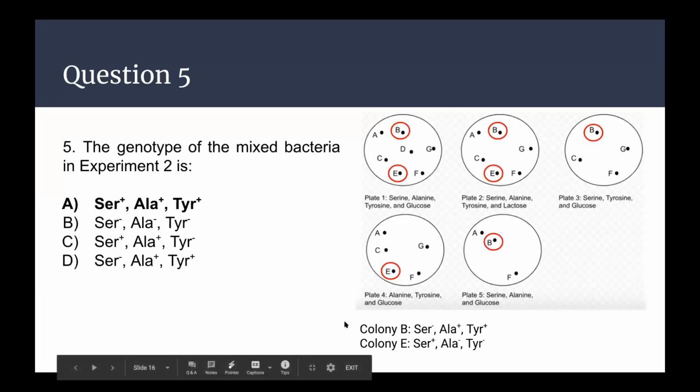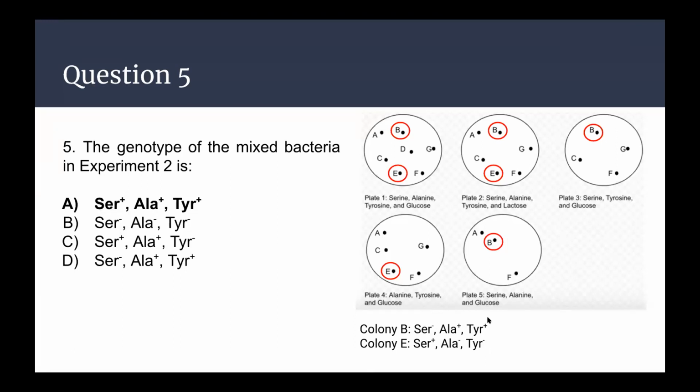So this is an example of a note that I would write during the exam. I would write colony B, the genotype for colony B, which is serine negative, alanine plus, and tyrosine plus. Colony E is not able to grow in plate 3, which lacks alanine, and plate 5, which lacks tyrosine. This means that colony E lacks the enzymes needed to synthesize tyrosine and alanine. So on my noteboard, I would write alanine minus, tyrosine minus for colony E, and serine plus.